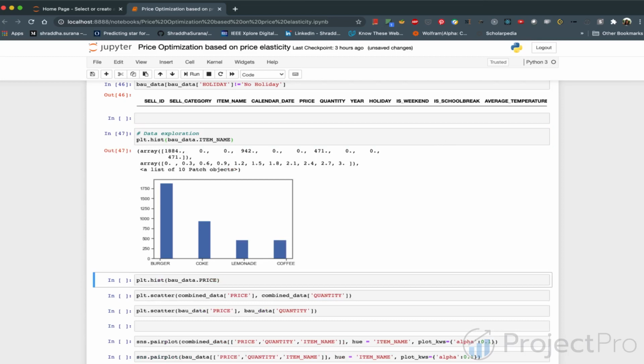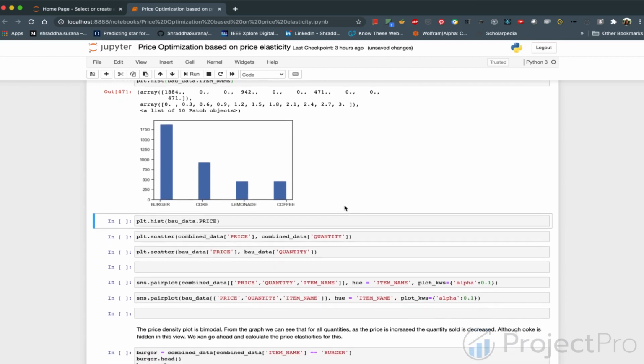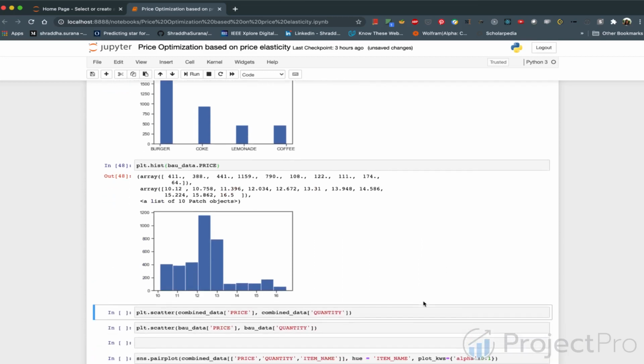So if you look at the histogram of the BAU data, which is the filtered data, of course, the amount of burger which is sold is the highest. Then comes Coke, and lemonade and coffee are about the same. Let's look at its price.